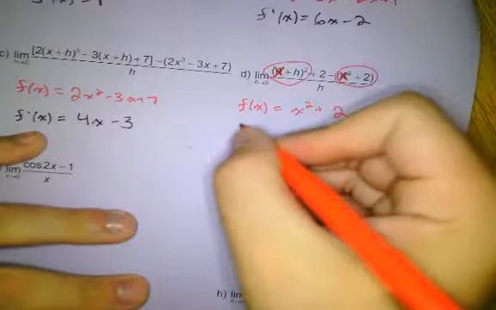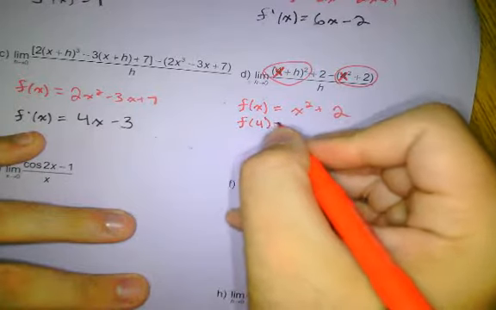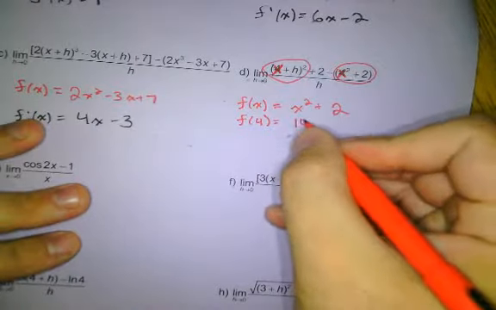So technically for this one, what is f of 4? It'd be 18.